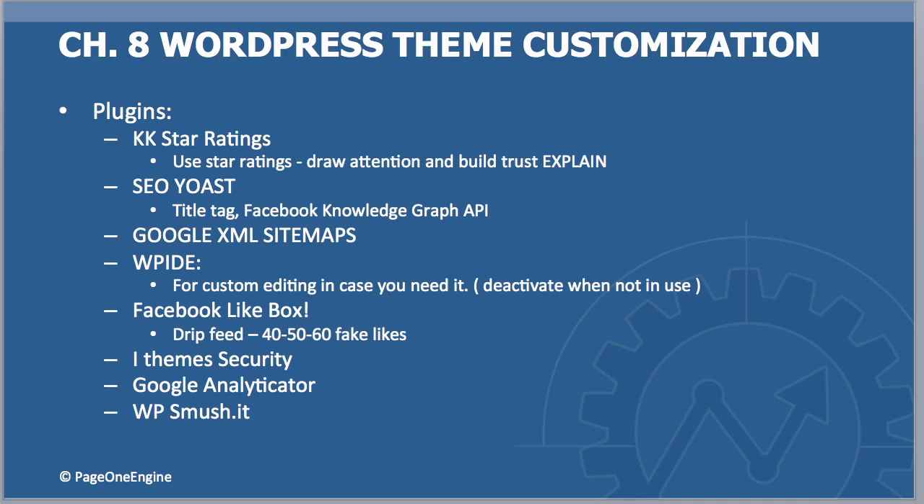Now the first one is the KK Star Ratings. Now this is to add microdata to your web page so Google can pull up some star ratings in the SERPs. Now what you want to do is manipulate a couple reviews. For example, when you're inputting the data, say you have 10 to 12 reviews and you're getting a 4-star or a 4.5 star. I wouldn't recommend using a 5-star just because it may look a little shady. So use the star ratings, and this will draw attention and build trust to your web page when people are looking at it in the SERPs.